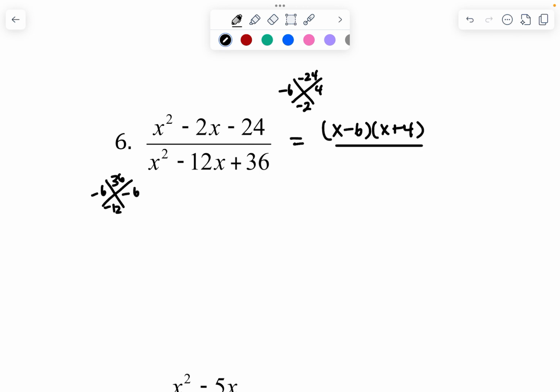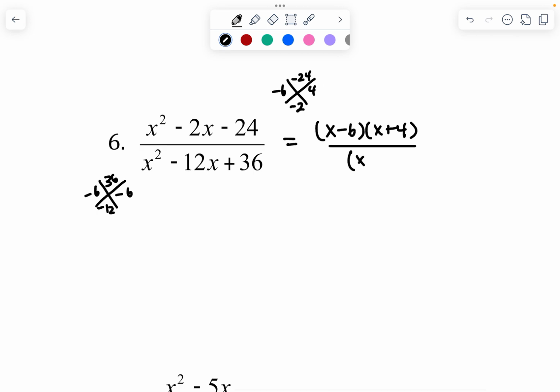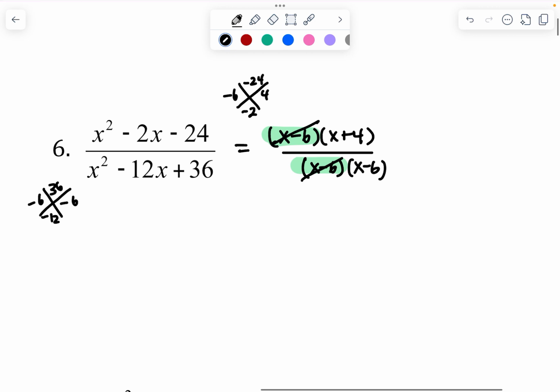And so you could write that as x minus 6 quantity squared, but it's going to be better to just write out both factors because you can only cancel one factor. You only get 1 for 1. You don't get 2 for 1. And so only one of the x minus 6's cancel, leaving you with an x plus 4 on top and an x minus 6 on bottom.